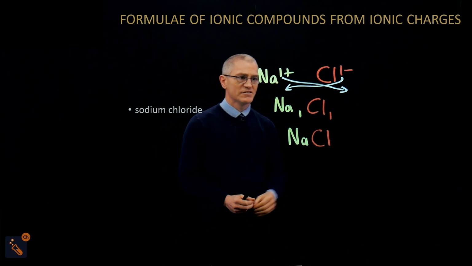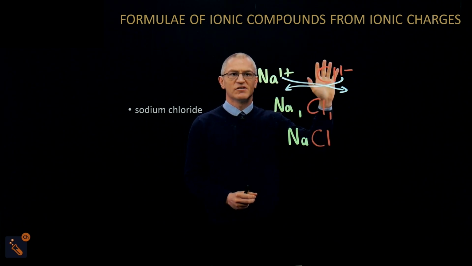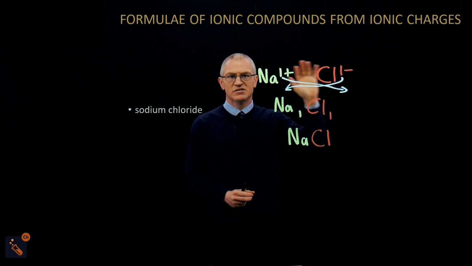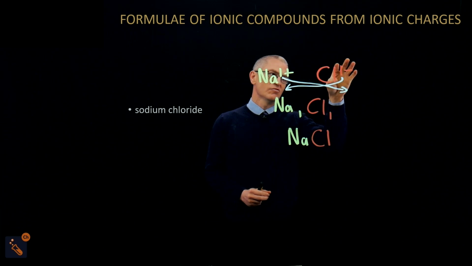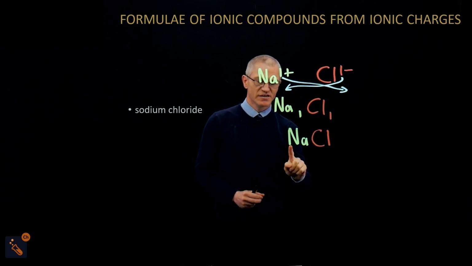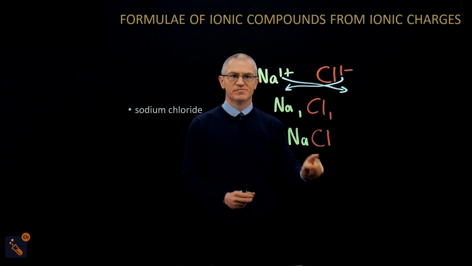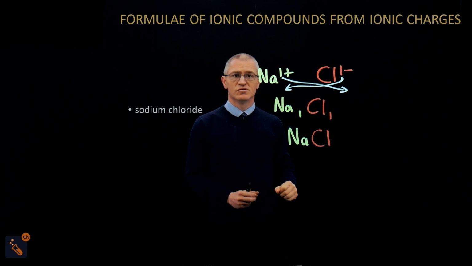Now, another way of doing it is to look at this and go, I need as many ions to cancel out the charge on the other ion. So if you look here, this is 1 plus, a 1 plus will cancel out a 1 minus. You need one of each, and therefore one of each means you will get NaCl. So one of the Na, one of the Cl, and you'll get a neutral overall charge.